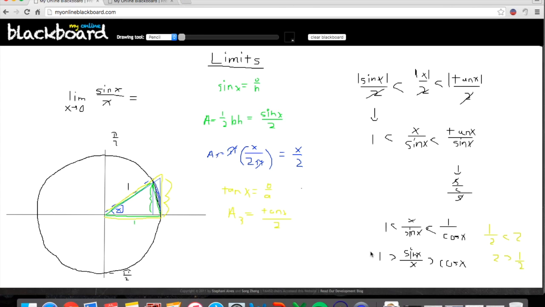Now, the limit approaching 0. The limit approaching 0 for 1 is 1. The limit approaching 0 for cosine x is 1. Therefore, this must also be 1. And that's our answer. And just to verify it, let's look at the graph over here.